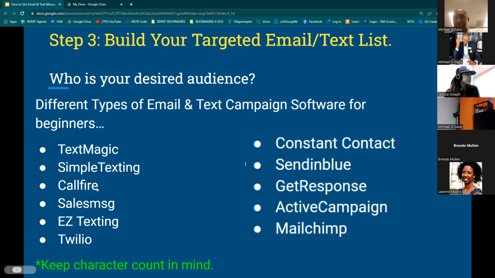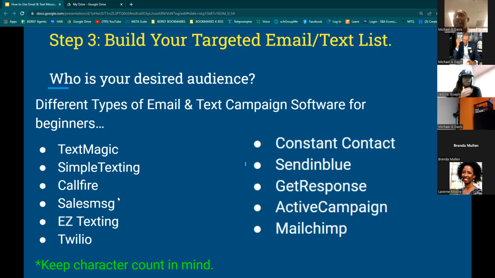Absolutely. And I know that we use Constant Contact. We've used MailChimp and CallFire for text messaging. We've used Easy Texting as well, I believe. But to be honest with you, find one and just go with it, right?